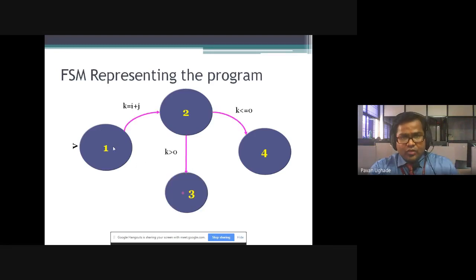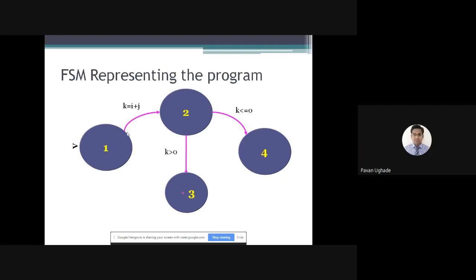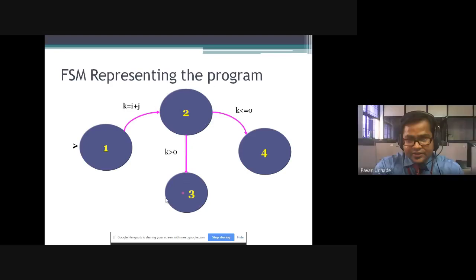What happens here in the first state? In the first state, the i and j values are initialized. In the second state, k is computed as i plus j. Now here is the computation. If k is greater than 0, perform something. If k is less than 0, perform something. So the complete program that we have done is nothing but a finite state machine.